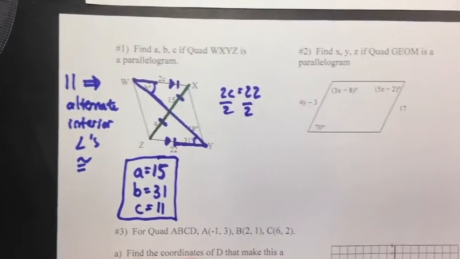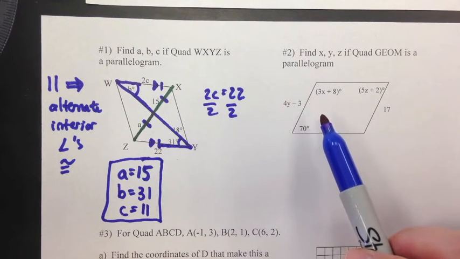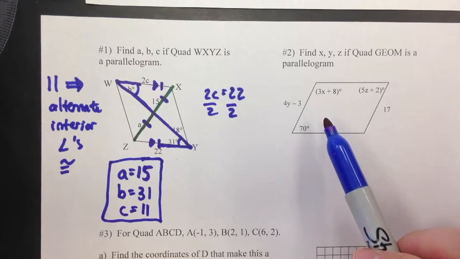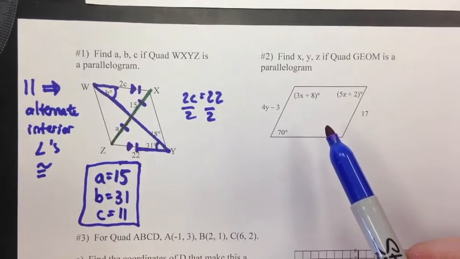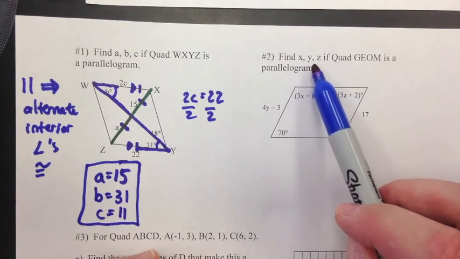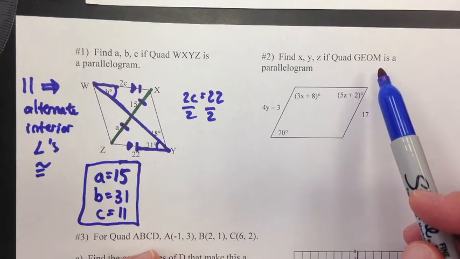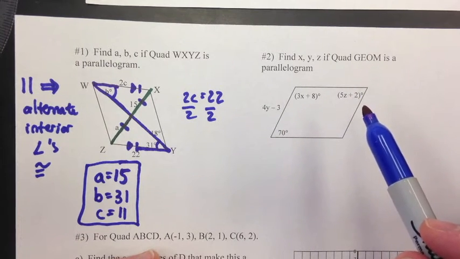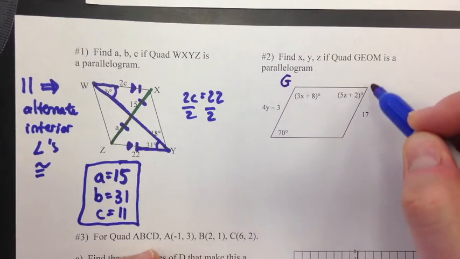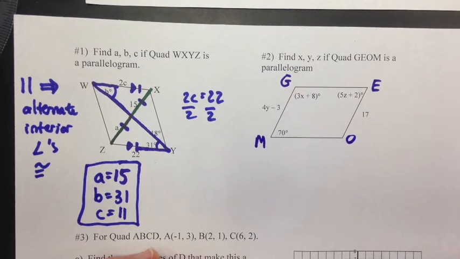All right, now let's move over to number 2. What you should do here, you should be stopping this as you go. Before I explain it, go ahead and see if you can figure this out yourself, at least set up the equations, and then unpause it and see if we agree. Find X, Y, Z if quadrilateral GEOM is a parallelogram. All right, and right away I see there's a little typo here. I forgot to put, here's GEOM. Okay, so we'll label that.